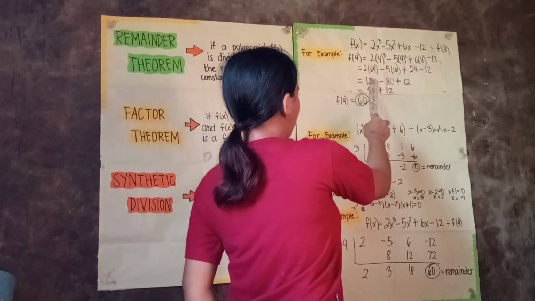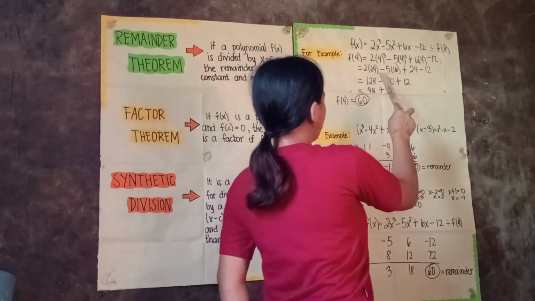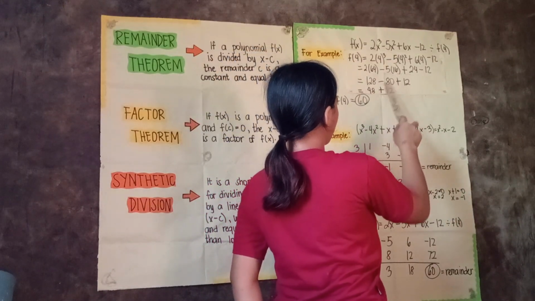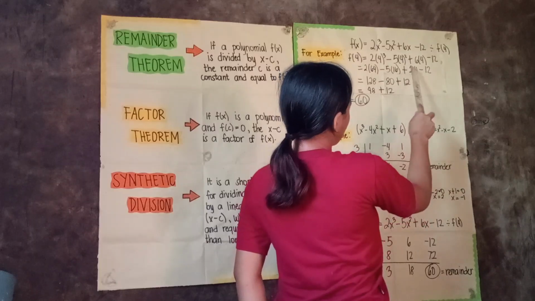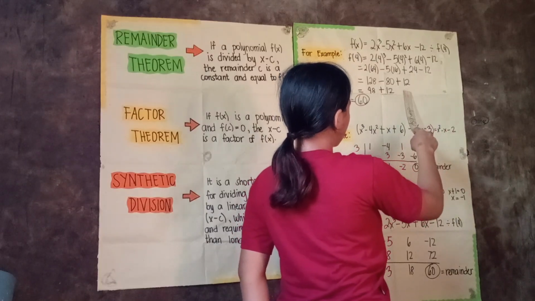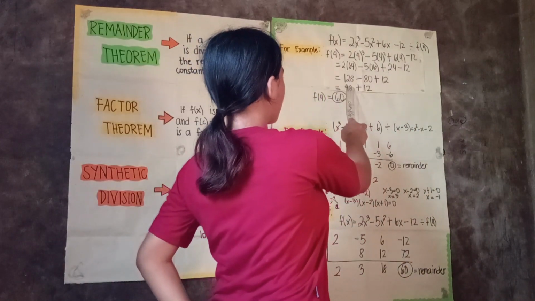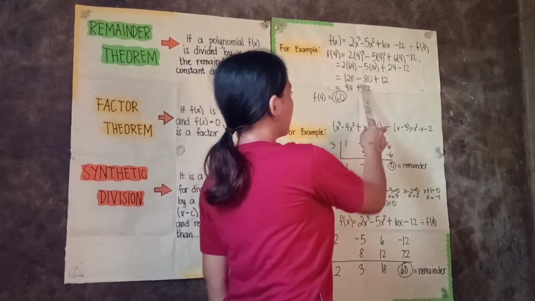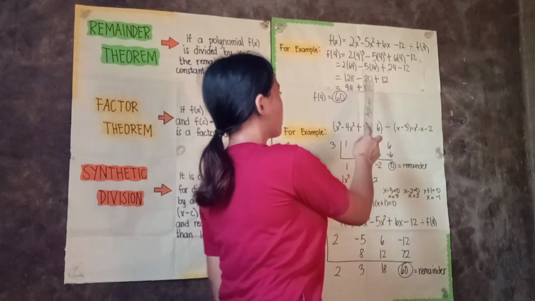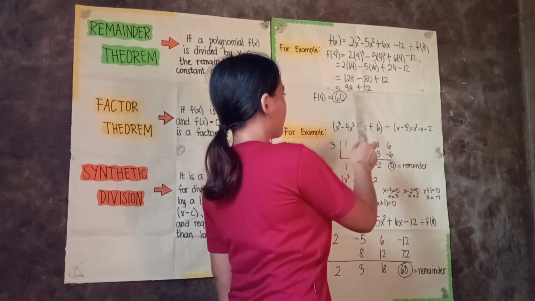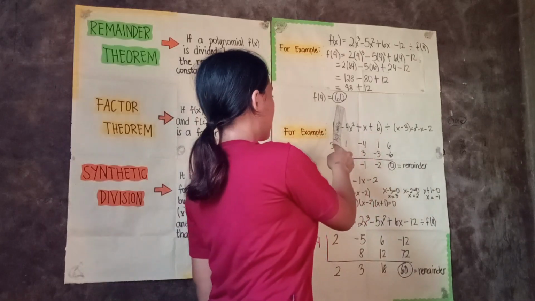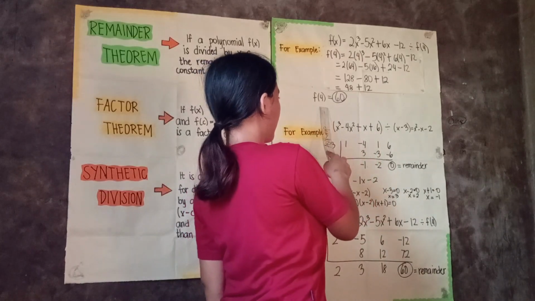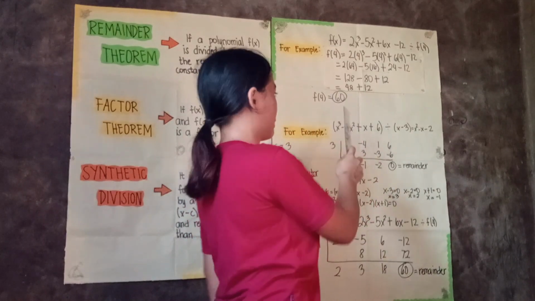So 2 times 64, we got 128. Then negative 5 times 16, we got negative 80. Plus 24 minus 12, we got positive 12. So 128 minus 80 is equal to 48. Plus, copy the positive 12. 48 plus 12 is equal to 60. So f of 4 is equal to 60, our remainder.